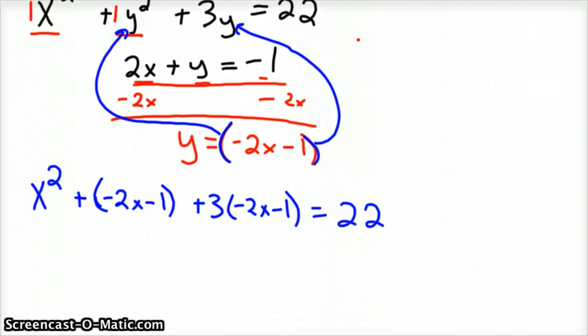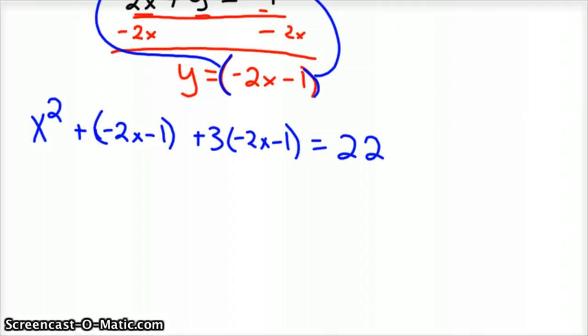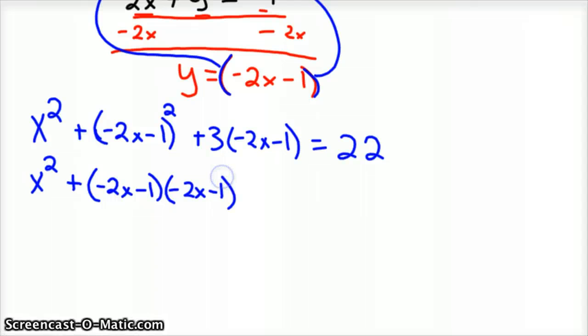Okay, so there's your first substitution. Now when we solve for x, and this should be squared, I screwed that up because that was y squared. So when we solve for x, we'll get where this line and the circle meet for the x values. So the first thing then, we've got to simplify this expression. So plus, and this is negative 2x minus 1 squared, plus, and then you want to distribute the 3 through. So that would be plus a negative 6x minus 3 equals 22.